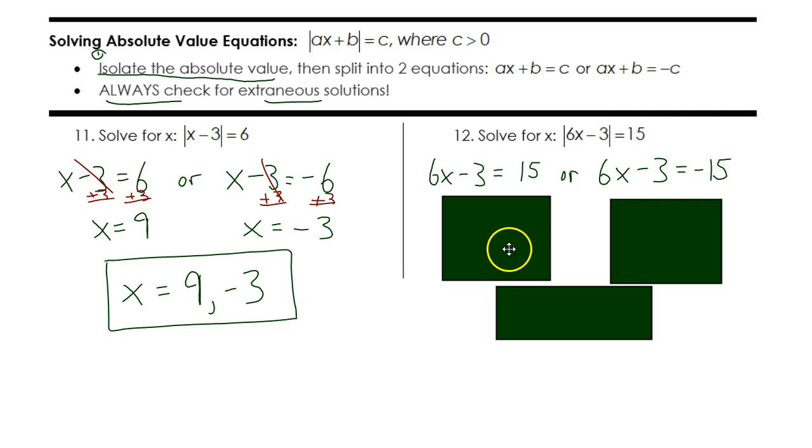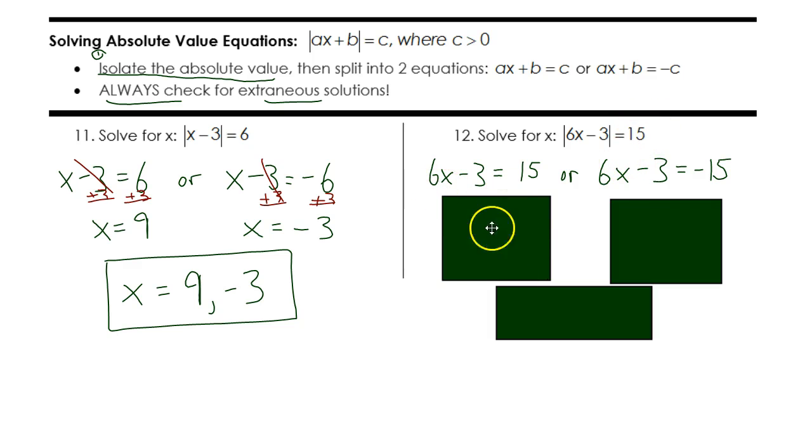In our next example, number 12, we do not have anything outside the absolute value bars to worry about, so it is already isolated. We go ahead and split it into the two equations, 6x minus 3 equals 15, or 6x minus 3 equals negative 15, because 15 and negative 15, the absolute values of both of them is 15.